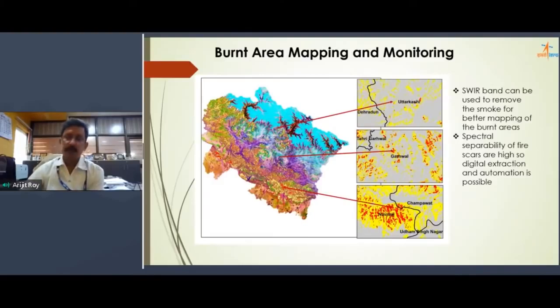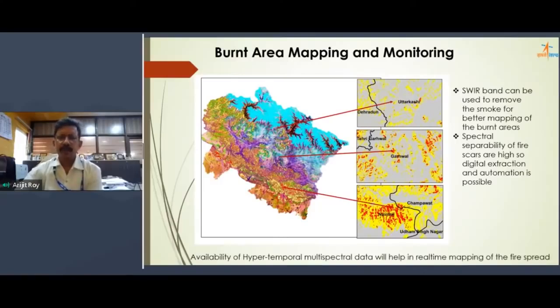Second aspect of monitoring is the burnt area mapping. When we talk about burnt area mapping, one of the key aspects is the shortwave infrared band. Since it has a higher wavelength, it is able to pass through the smoke, and we are able to get a better picture of the ground through the smoke. Furthermore, the SWIR band also helps a better spectral separability of the fire scars.